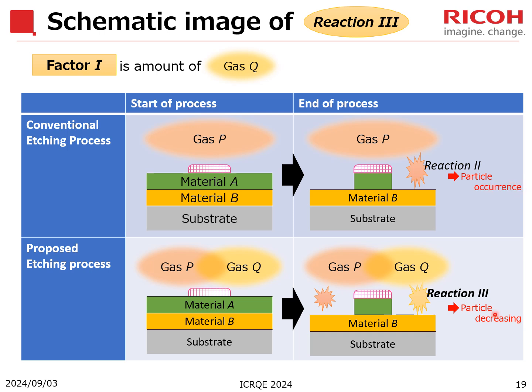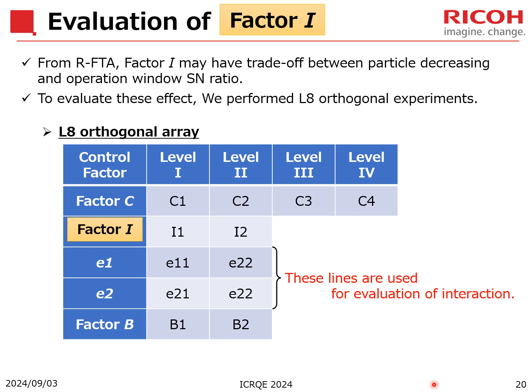When we introduce the new control factor I, the etching process proceeds with gas P and Q. Gas Q and material B will react as reaction 3. This reaction has the effect of particle decreasing. Through this mechanism, we may decrease the particles by introducing the new factor I. Through the RFTA analysis, we found we may decrease the particles by introducing the new factor I.